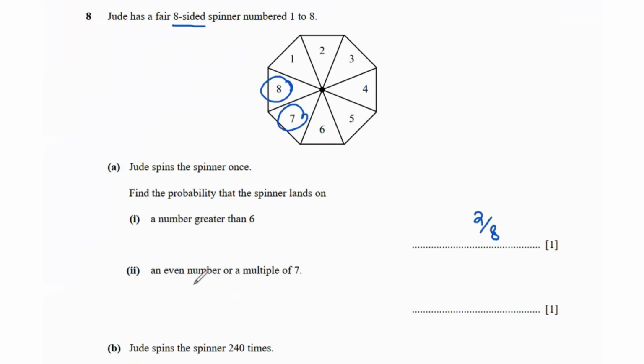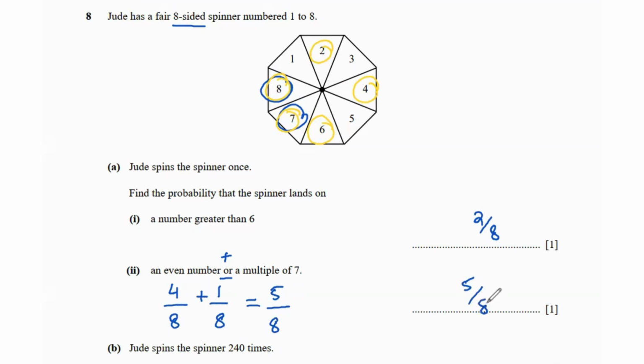Then it says an even number or a multiple of 7. So for an even number or a multiple of 7, even number is 2, 4, 6, 8, and then we have a multiple of 7. So the probability of getting an even number is 1, 2, 3, 4, 4 over 8. Or means addition. So plus multiple of 7 is just 1. So 1 over 8. So that's going to be 5 over 8.